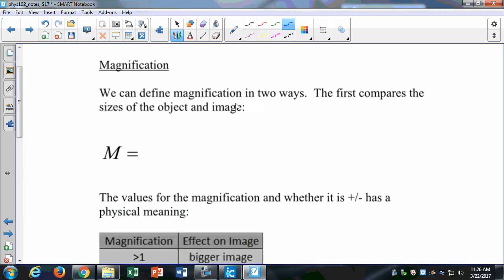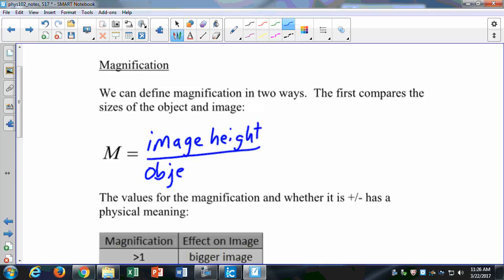All right, so we can define magnification in two ways. The first way is to compare the size of the object and the image. So we would say the image height divided by the object height. That would be h_i over h_o. The magnification is the image height divided by the object height.